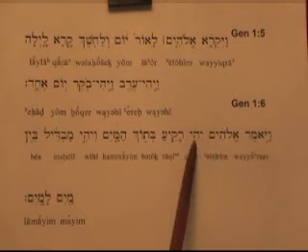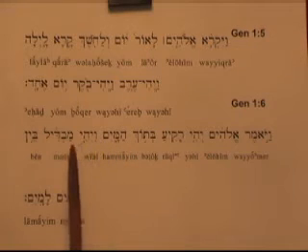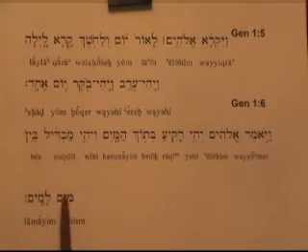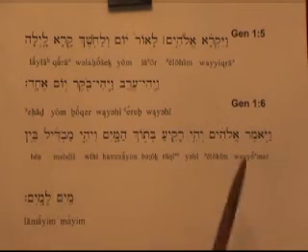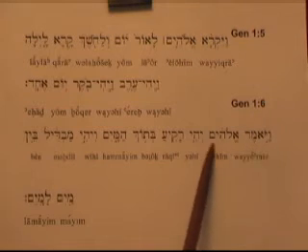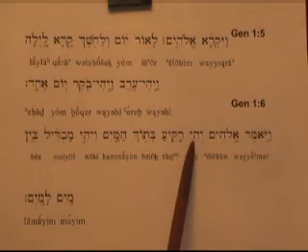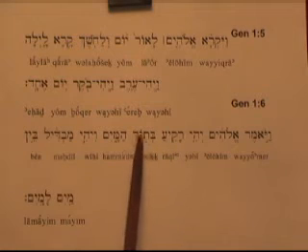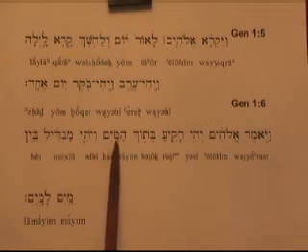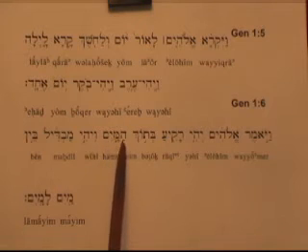Vayomer Elohim, yehi rakia, betok hamayim, vihi mavdil, bein mayim la-mayim. We have here, God said, let there be a firmament between the waters. Vayomer Elohim. God said, yehi, let there be a firmament, rakia, betok, which is between the waters, hamayim. Now the word for waters here, hamayim, is plural. So there's more than one water. It's kind of an interesting concept, isn't it?